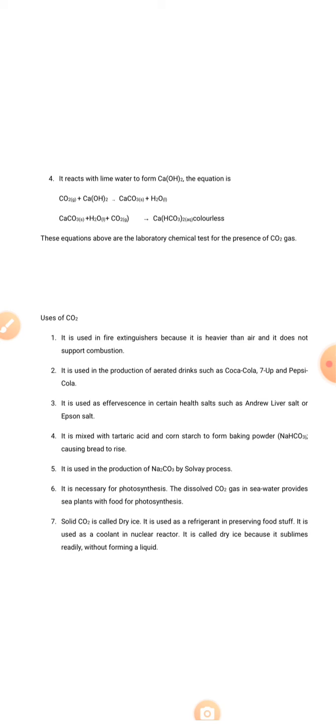So number five, it is used in the production of Na2CO3 by the solvay process. Number six, it is used for photosynthesis. Now, those of you that have been doing biology, you will remember photosynthesis. So it's carbon dioxide that is used in photosynthesis to produce the food we eat.